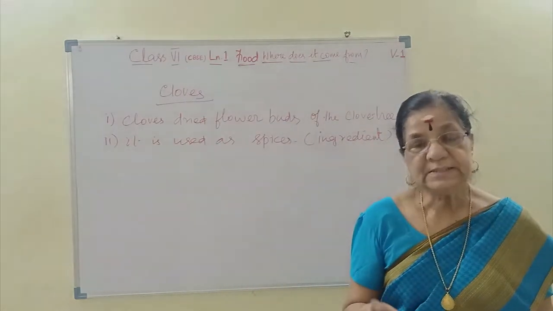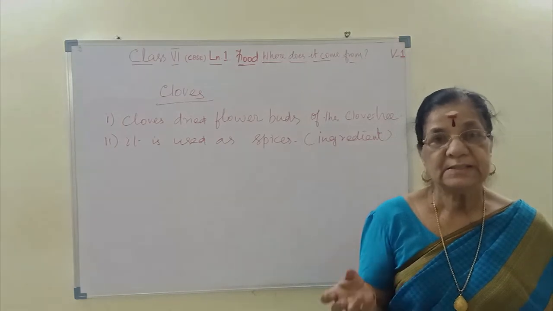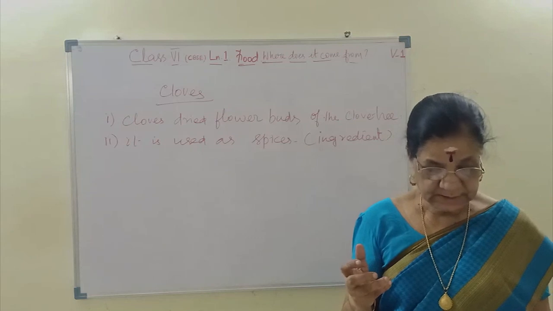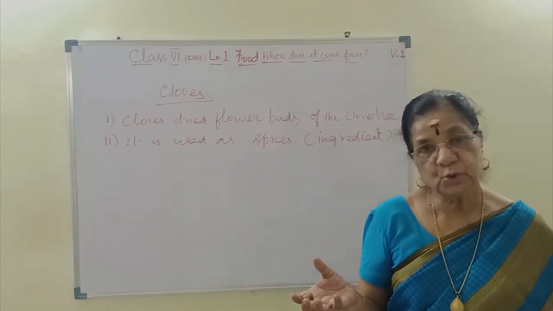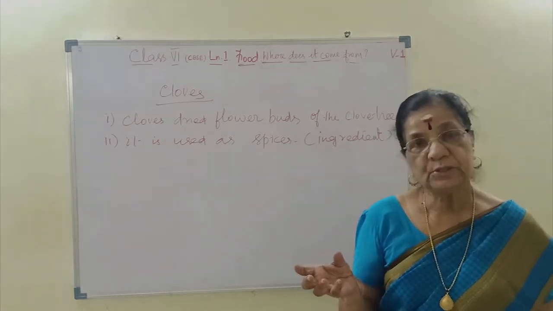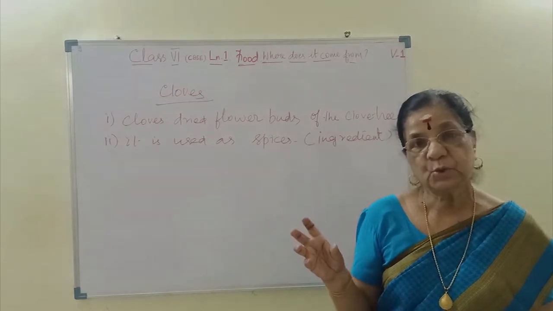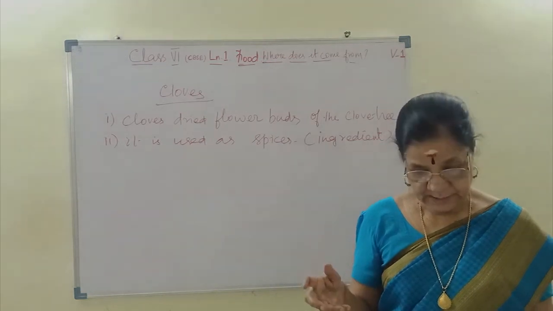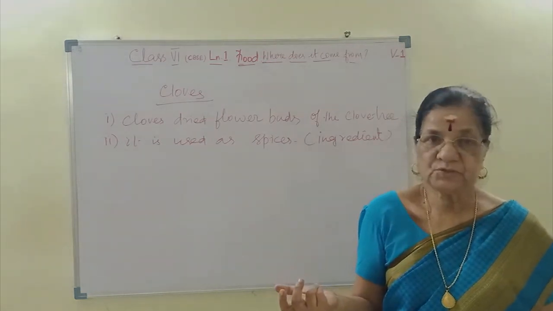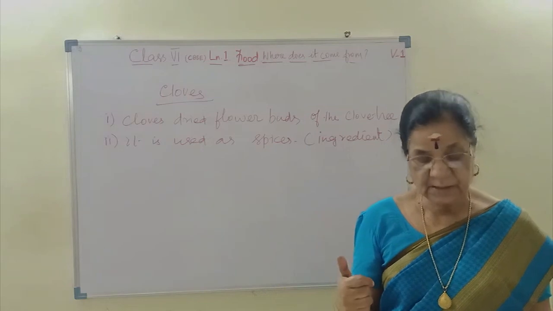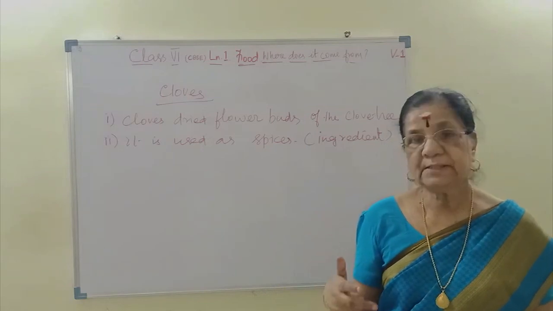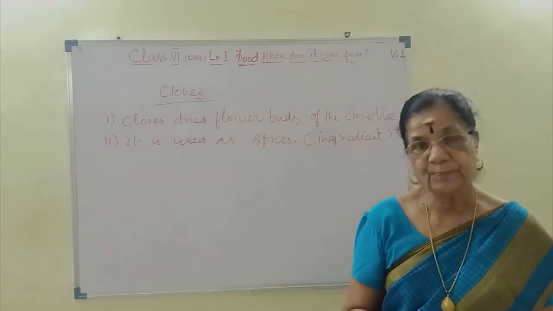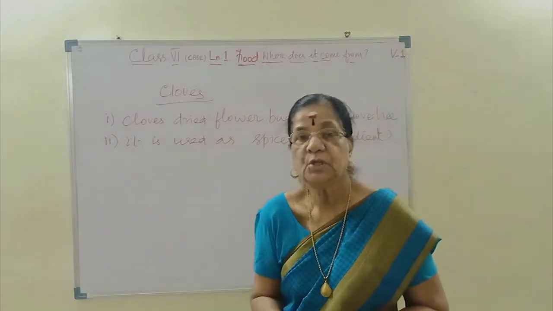What is the example of flowers as a plant product? Cauliflower, broccoli and banana. Leaves: cabbage, spinach and lettuce. In the same way, stem: potato, garlic and ginger. Like that, you should know to write.